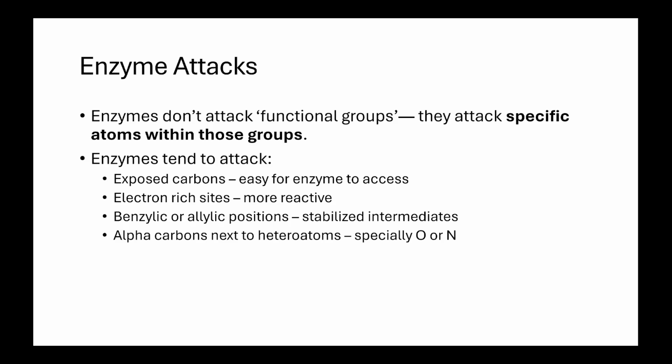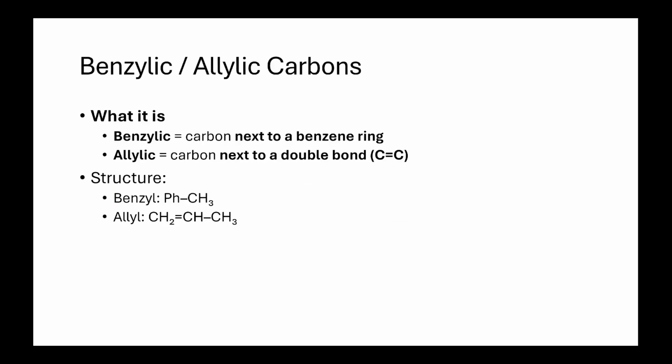Okay. Now, when our enzyme attacks, they don't attack functional groups per se. They attack specific atoms within those groups, and they tend to attack the common targets stated earlier. These four right here. For our CYP enzyme, these are the most common targets because these are the targets that can be metabolized. So let's start with our benzylic and allylic carbons. So when we say benzylic, this is a carbon next to a benzene ring. Take for example, we have a benzene ring right here.